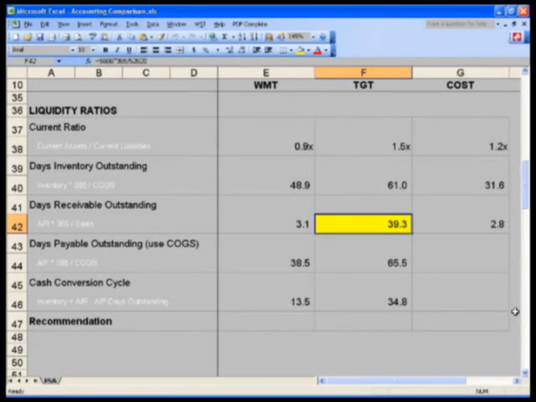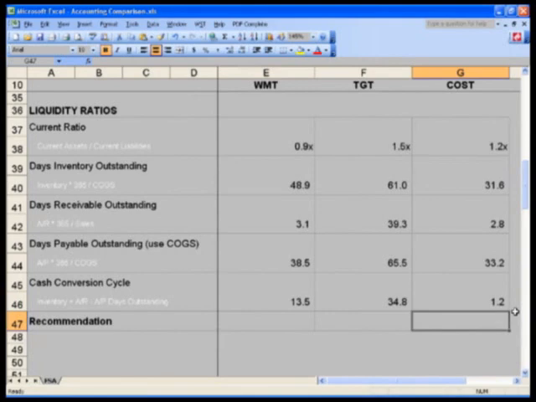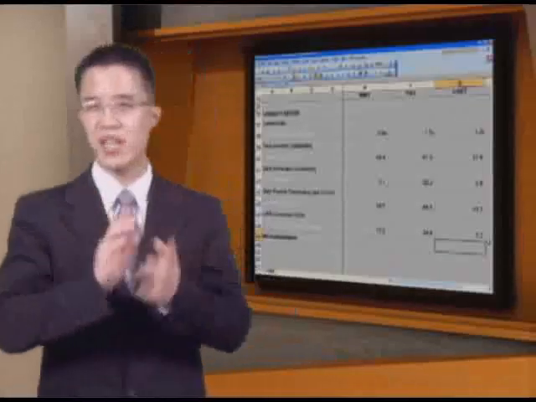Days receivable, take your receivables balance of 400 times 365 divided by 52,935, which was our total revenue amount. 2.8 days, very similar to Walmart. We've got to investigate why this 39.3 on Target seems to be so odd and so off. Now we'll look at Costco's days payable. Let's take our accounts payable balance. It is 4214 times 365 divided by our total COGS number of 46,347. 33 days to pay our vendors. Not too bad. Target seems to be doing really good with their cash.